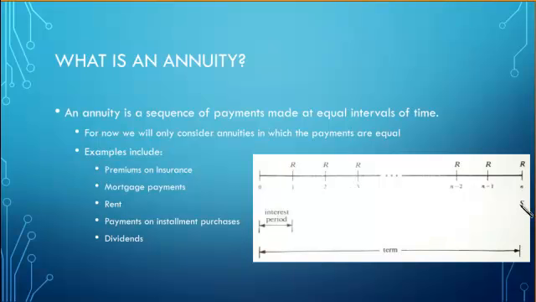The accumulated value of S is equal to the sum of the dated values of these payments. So bear in mind, you can't simply add up these values to see what the accumulated value is, because all of these are dated values. Examples of annuities are insurance payments, mortgage payments, rent, payments on installment purchases, and dividends.